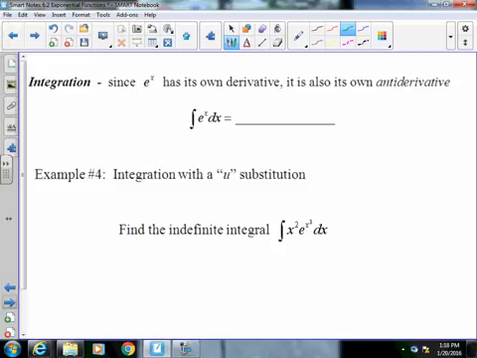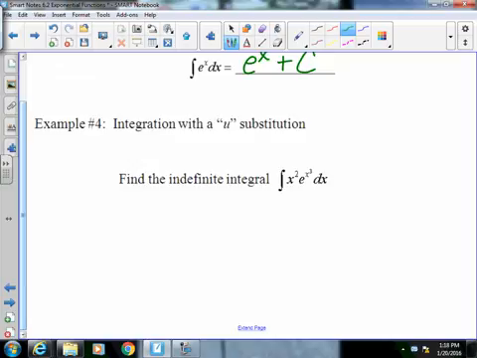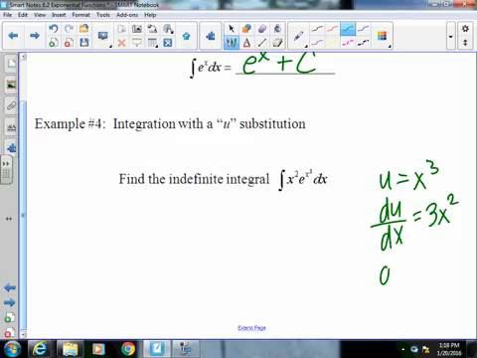All right. Integration: since e to the x has its own derivative, it also has its own antiderivative. So the integral of e to the x dx is e to the x plus c. Let's try one. So I want to find the indefinite integral of that function. I'm going to need u substitution, and I'm going to make my u x cubed, which means du dx is equal to 3x squared, and du over 3x squared equals dx.